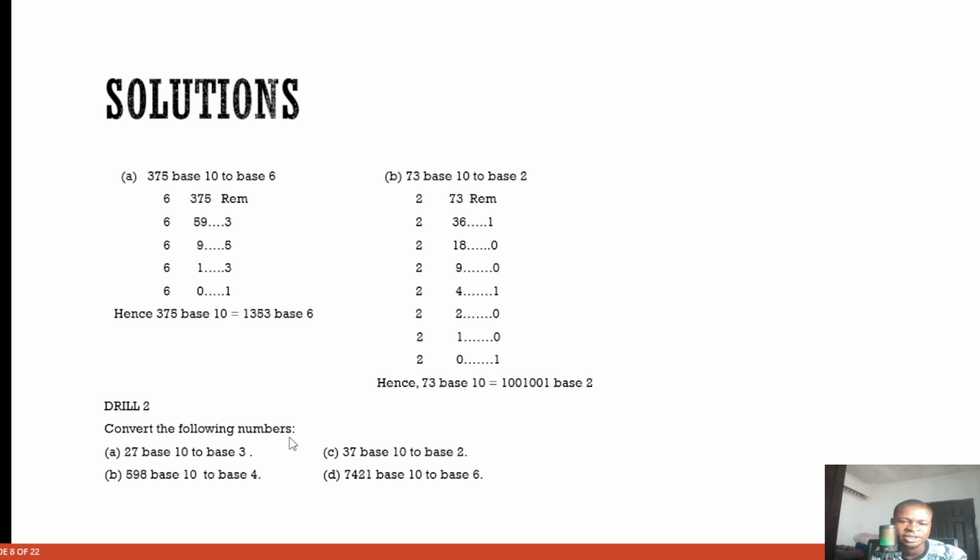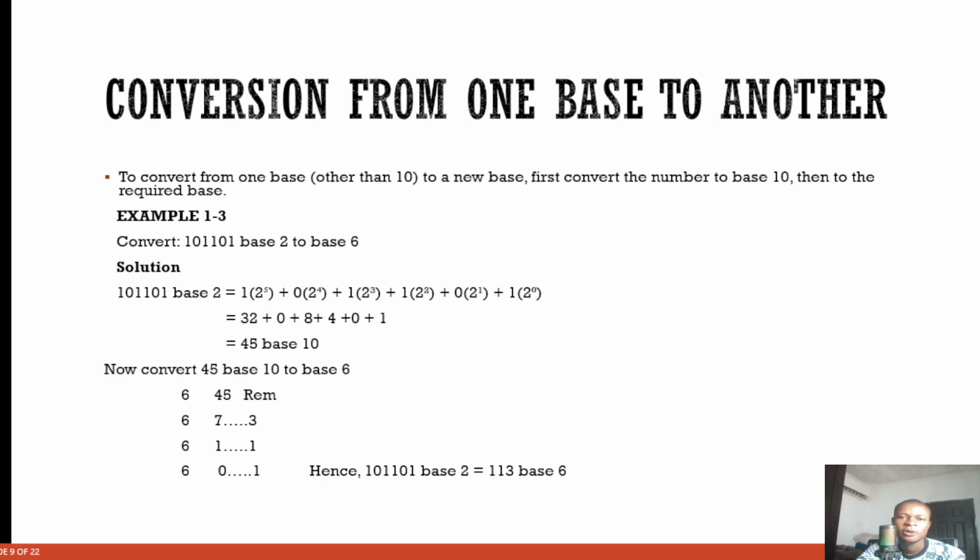You can actually test your ability on this remainder long division in order to have our remainder as our final answer. You can try this on your own, and all our drills will have the answers at the final level of this lesson. So we have another thing that I want to look at here, which is conversion from one base to another. That's what we want to look at now.